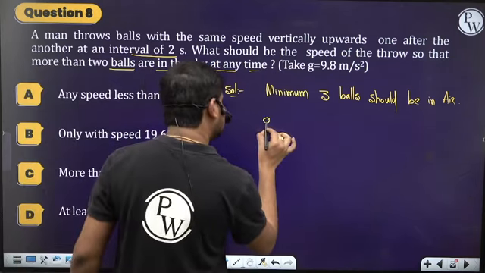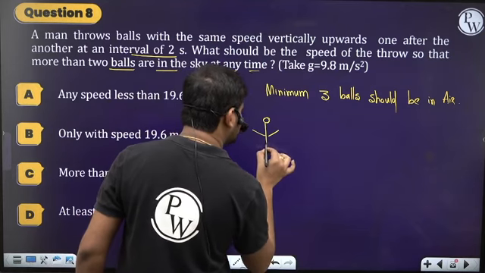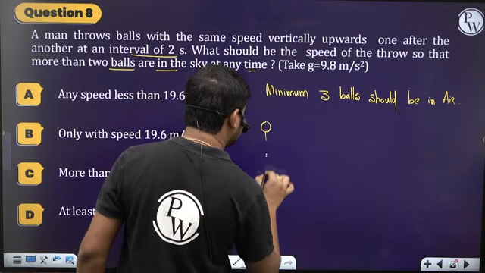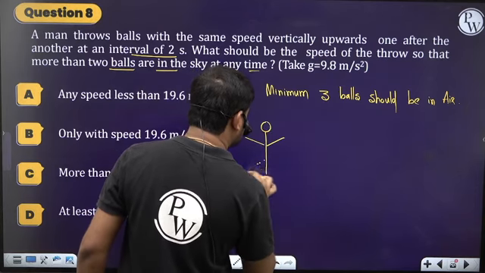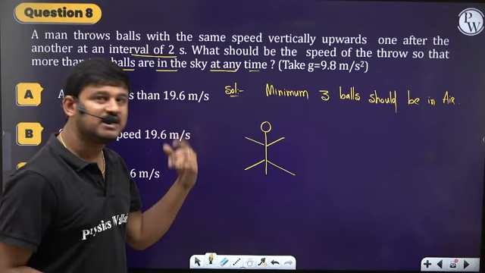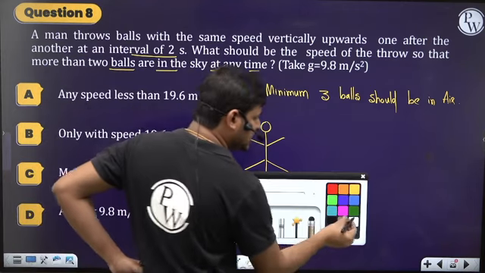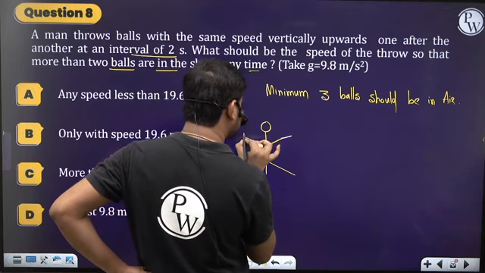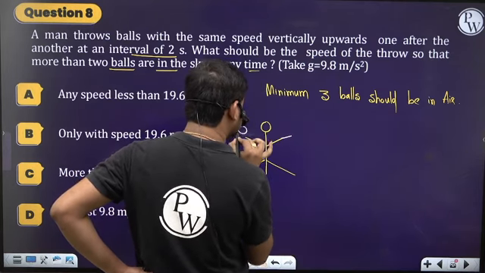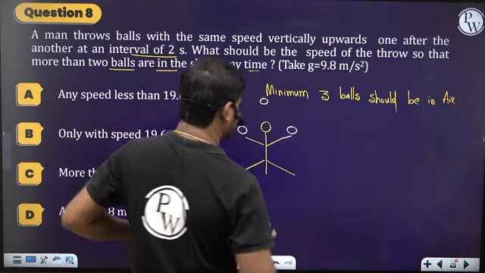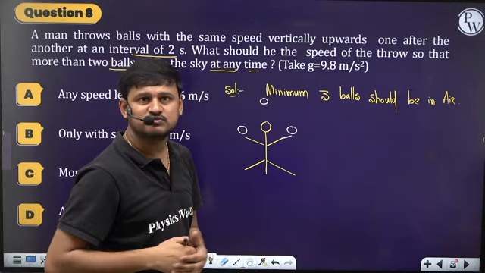So understand, consider the first 3 balls. Let's suppose only 3 balls are in the air. To have 3 balls in the air, what should be the initial velocity? Let's suppose first he has thrown the first ball. The first ball is coming back to his hand, let's suppose. The second ball is here, and the third ball is just being thrown. In that case, the 3 balls will be in the air.